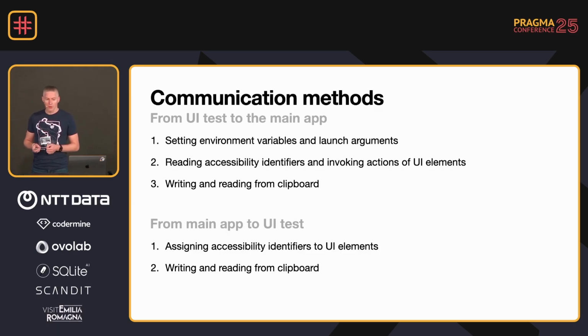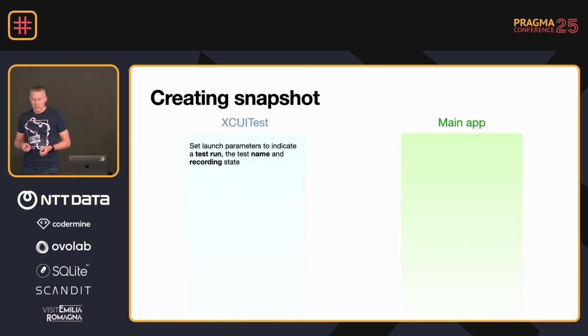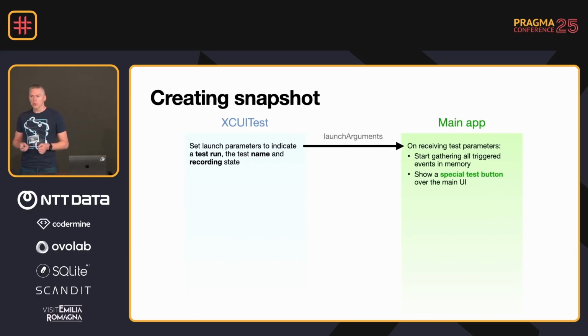I'm going to return to them later. All right, let's try to imagine a high-level flow. First, we start XCUITest, and it initiates the main app passing a set of parameters. We would like to indicate that we're running XCUITest, that a certain test is running, and for creating a snapshot, we pass a specific flag indicating, hey, please don't compare events, just store them.